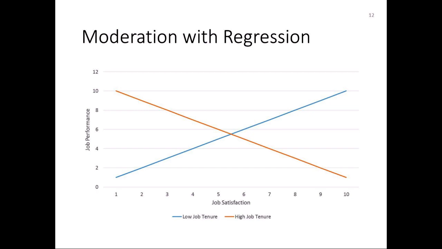That your job satisfaction is 1, your job performance is 1. Your job satisfaction is 2, your job performance is 2. Your job satisfaction is 3, your job performance is 3, and so on. You get the point. And then on the other hand, if your job tenure is high, your job satisfaction has a very strong but negative relationship with job performance. That when your job satisfaction is 1, your job performance is 10. When your job satisfaction is 2, your job performance is 9, etc.